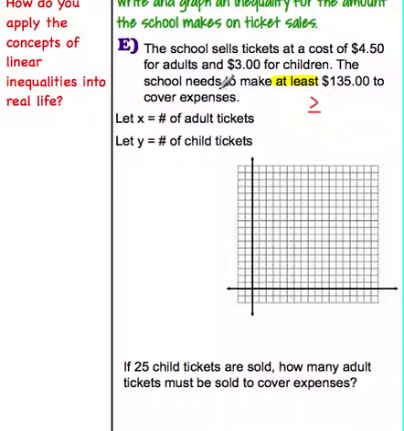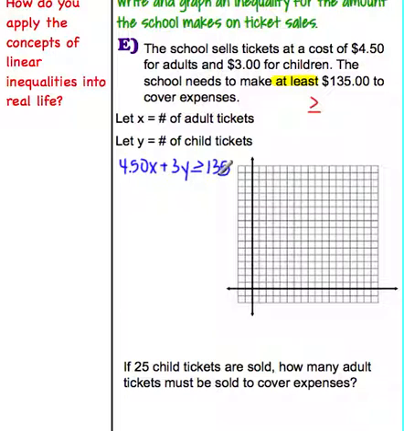So we're letting X be the number of adult tickets and Y be the number of student tickets or child tickets. So if it's $4.50 per adult, we know that that is $4.50 times X plus $3 times Y is going to be at least, so greater than or equal to $135. There is my inequality.